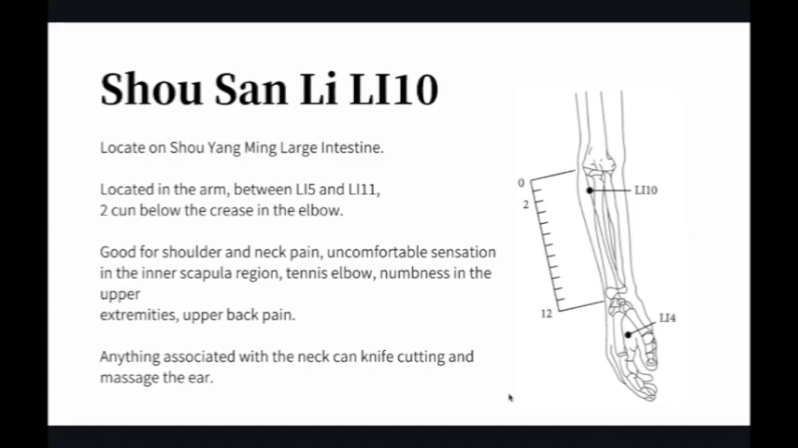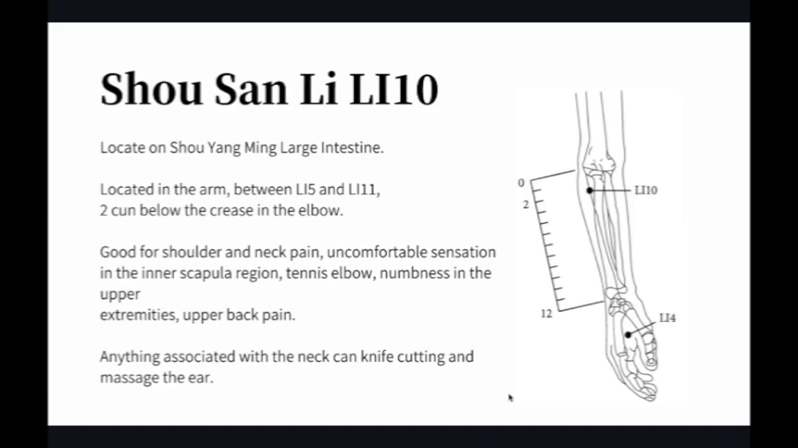So from the elbow, you can find 3 finger width, and you can find, I'm not sure you can see from the screen, 2 cun below the crease in the elbow. This point, you can use the anti-clockwise motion and massage it. It feels really, really sore when you're sitting in front of the computer, crouching a lot in the same position.